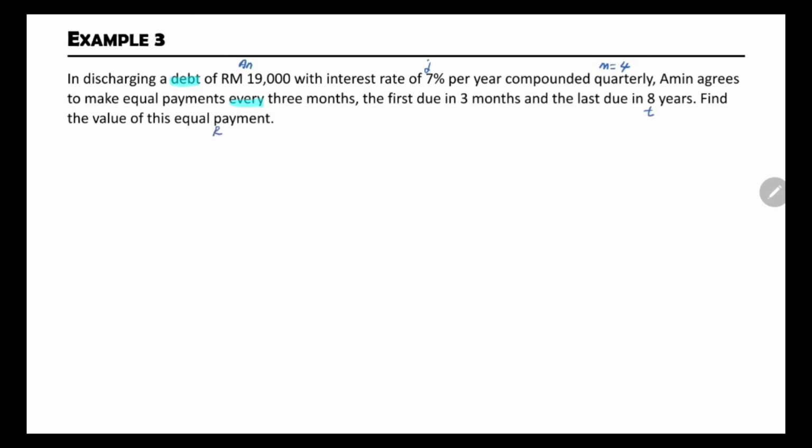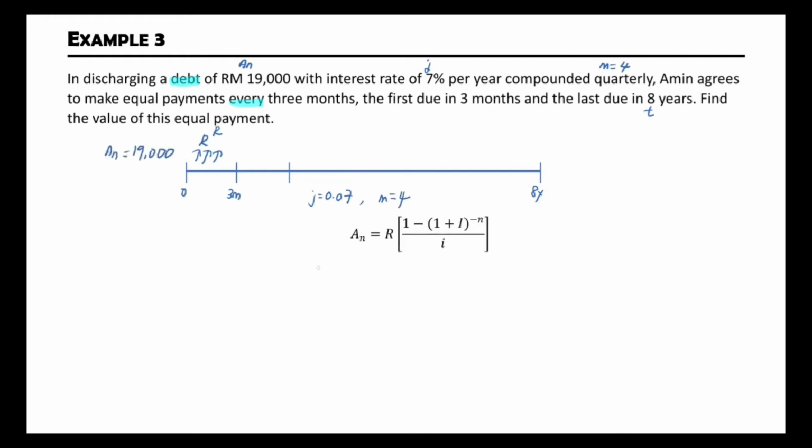We're looking for R. R is the amount of payment every 3 months, the last due in 8 years, with j equal to 0.07, m equal to 4, and A_n is 19,000. So A_n equal to R times (1 minus (1 plus i) power of negative n) over i. A_n is 19,000, the amount of debt. R is what we're looking for.